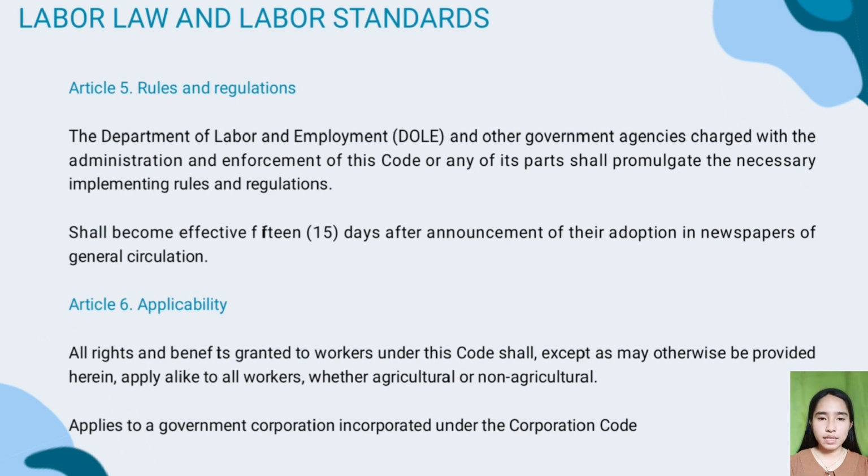According to Article 6, all rights and benefits granted to workers under this code shall, except as may otherwise be provided herein, apply alike to all workers, whether agricultural or non-agricultural, including employees in a government corporation incorporated under the Corporation Code. So, the purpose of the provision is intended to encourage workers to seek employment in agricultural enterprises instead of migrating to already crowded urban areas to find work in industrial establishments.